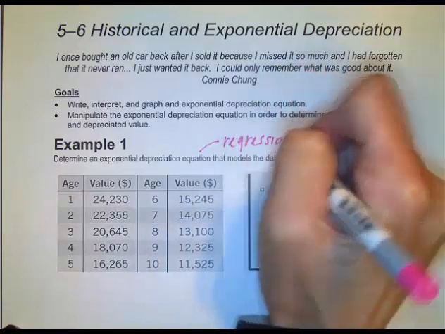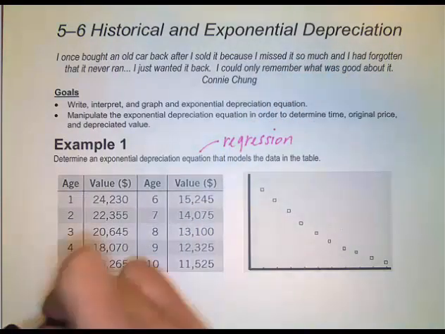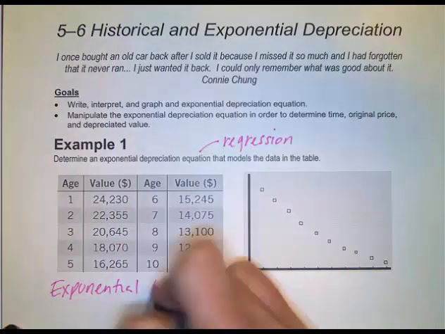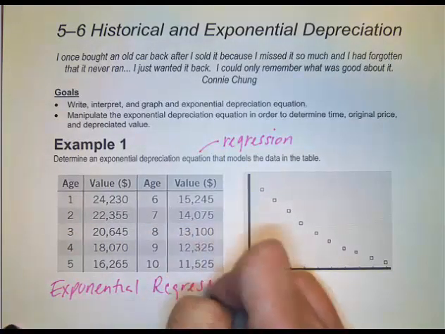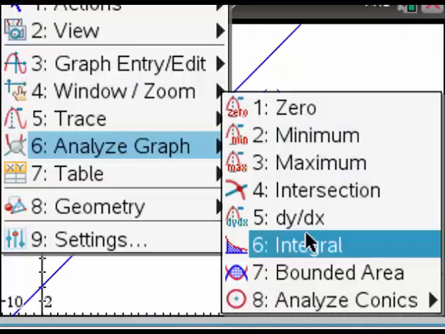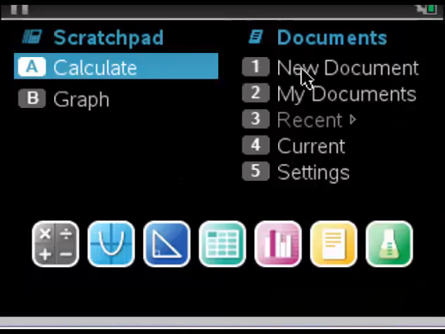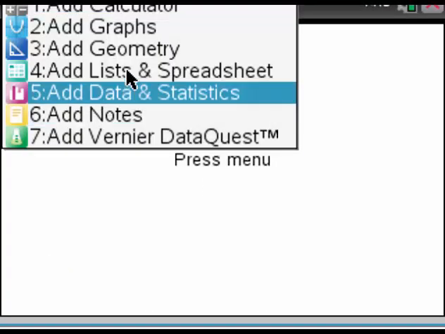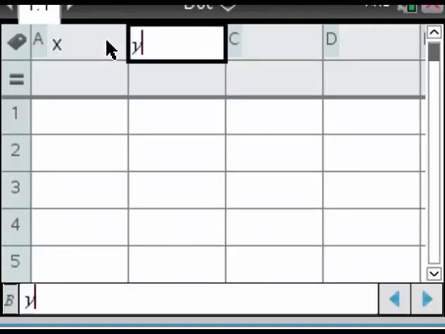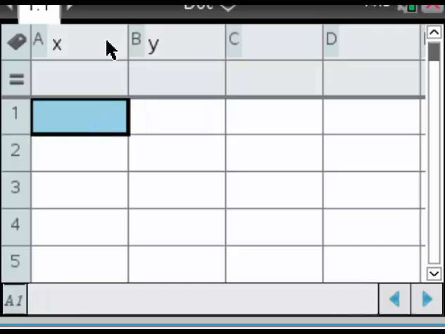is regression. Okay, so we're going to do an exponential regression. All right, so grab your calculator and let's get started. So again, we're going to go home, start new, do a list in a spreadsheet, go up and call this X, hit tab and call that Y because we have age and value. So go and put the ages in and the values in.